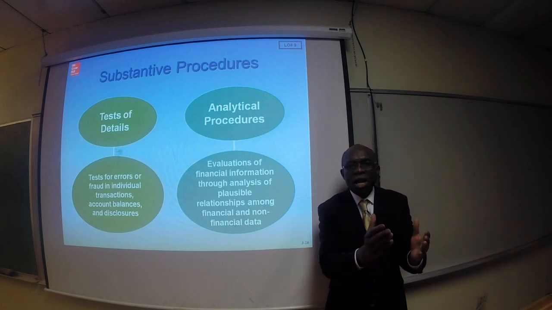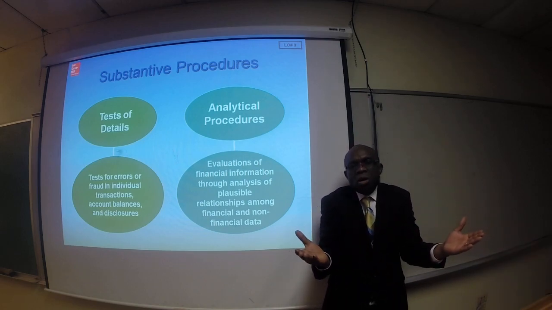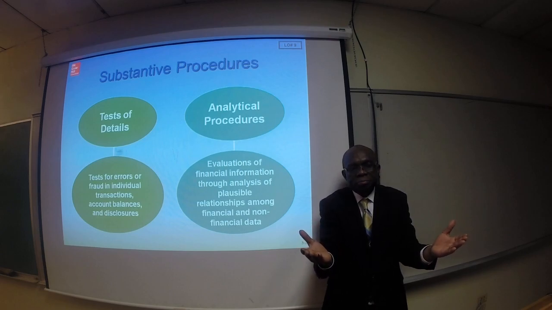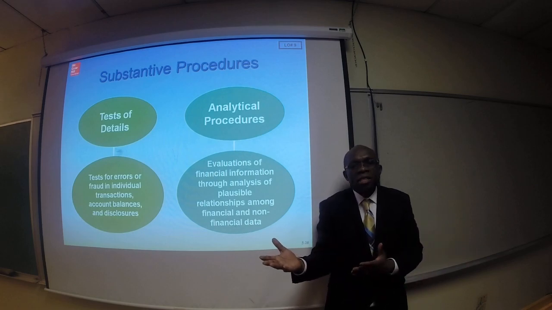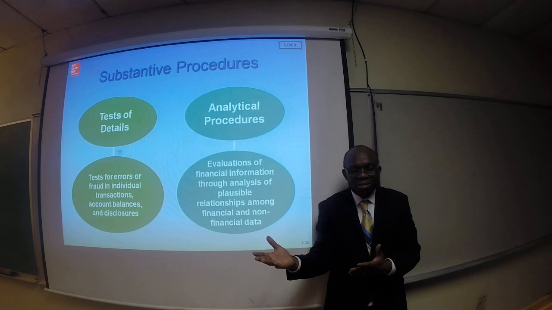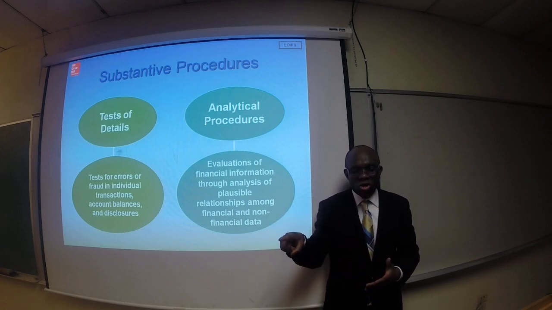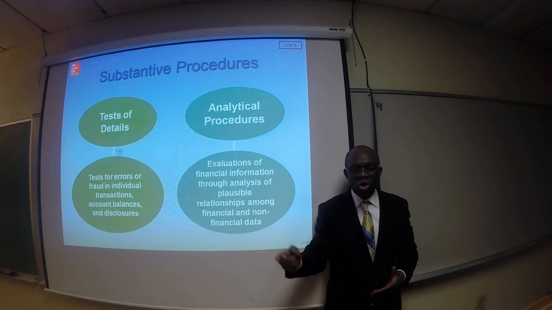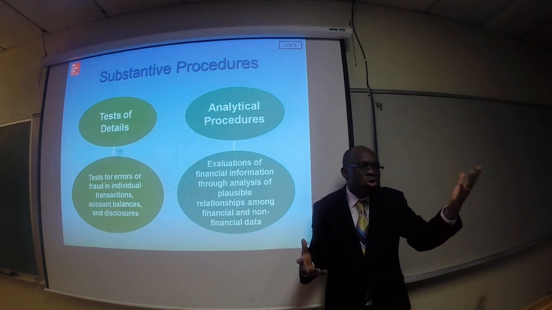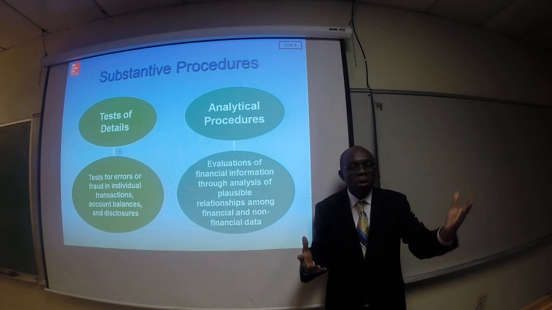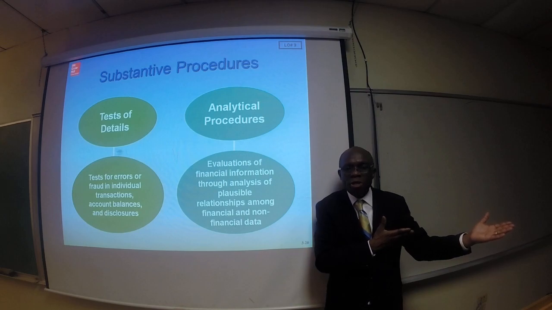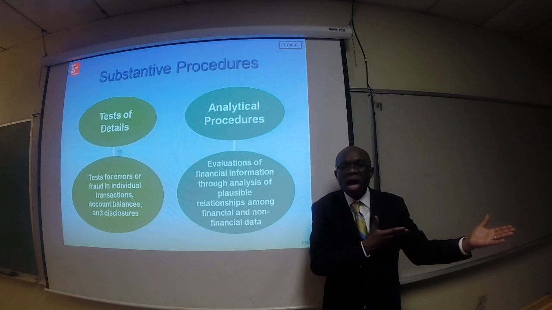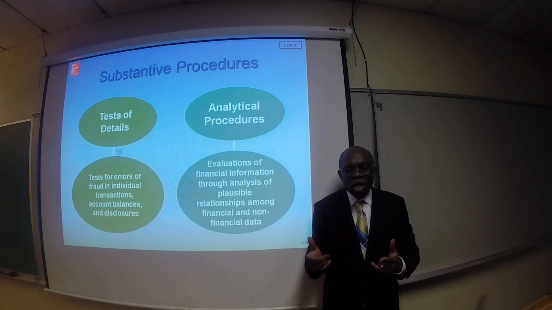If a client's monthly rent is $10,000 every month, that is financial information. You know that there are 12 months in a year. 12 months is non-financial information or non-financial data. So what do you do? You multiply $10,000 by 12 months, that gives you $120,000. So you take a look at the income statement to see whether the client actually properly reflects $120,000 as rent expense. By so doing, look at what we said here.